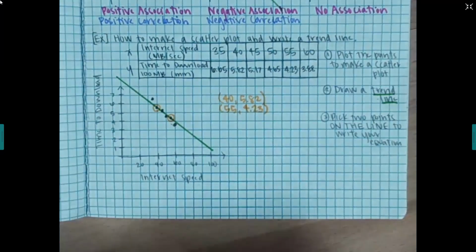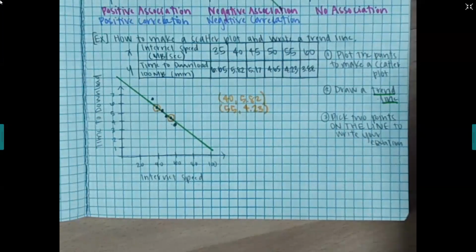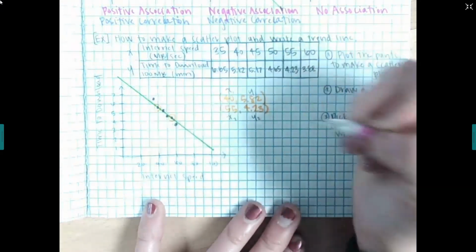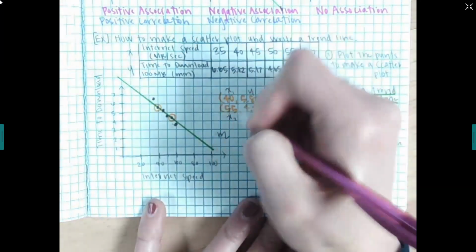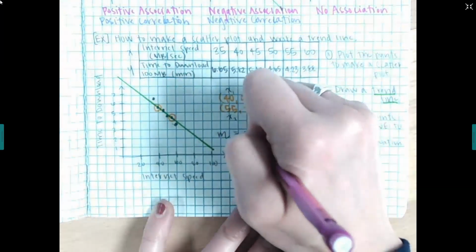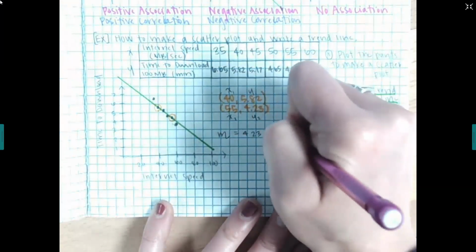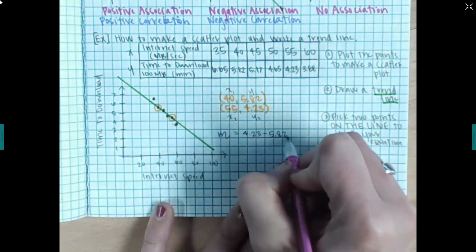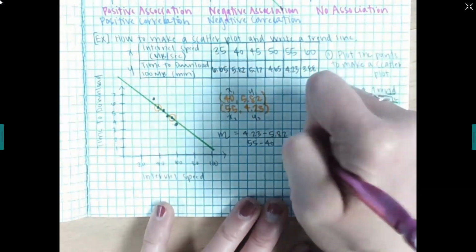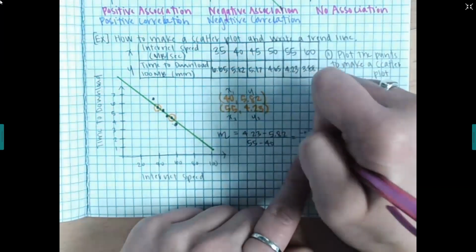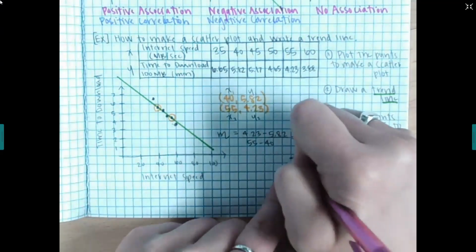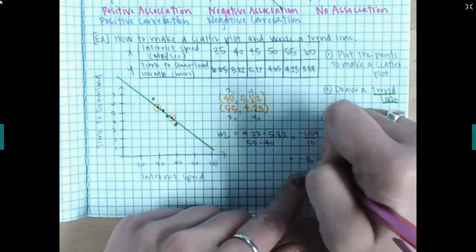So in order to write an equation, I need to have the slope. So I'm going to label x1, y1, x2, y2, and I'm going to find the slope. When I find the slope, I do y2 minus y1 on top, so 4.23 minus 5.82, and I divide that by x2 minus x1, so 55 minus 40. And when I simplify, I get negative 1.59 over 15, and that simplifies to negative 0.106.